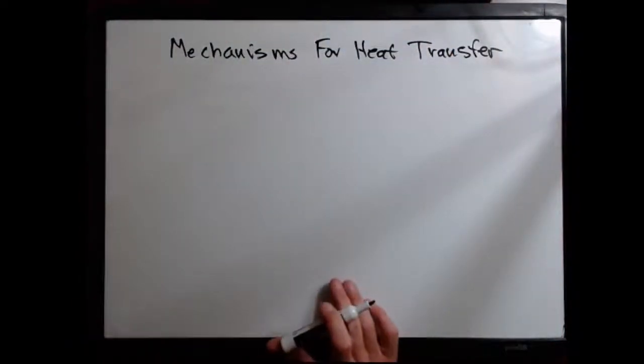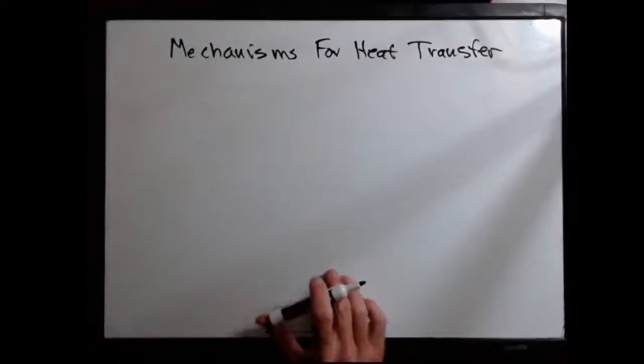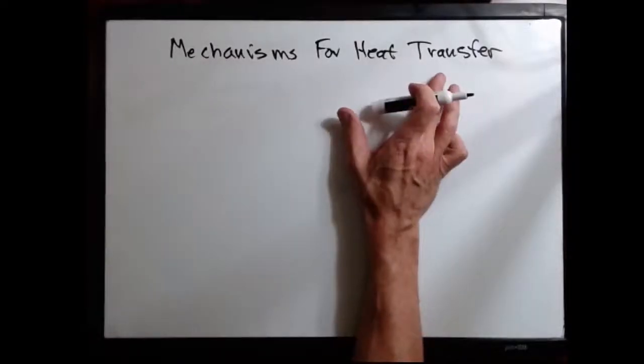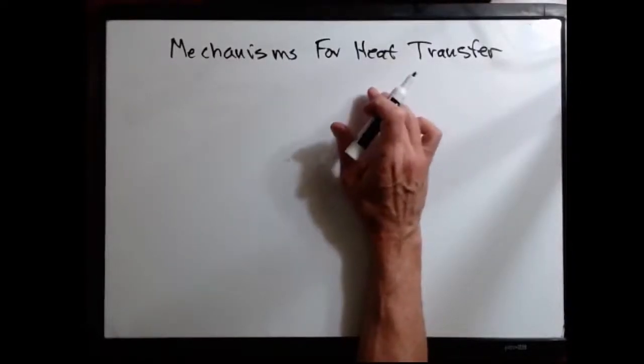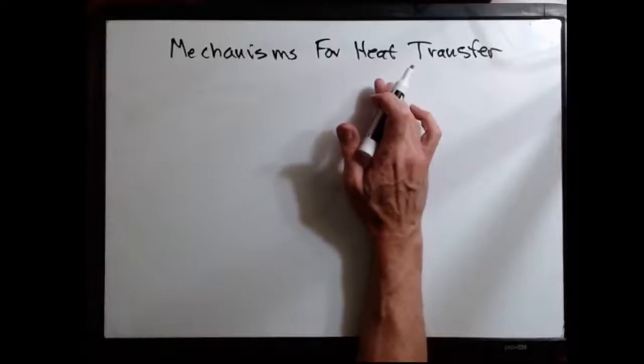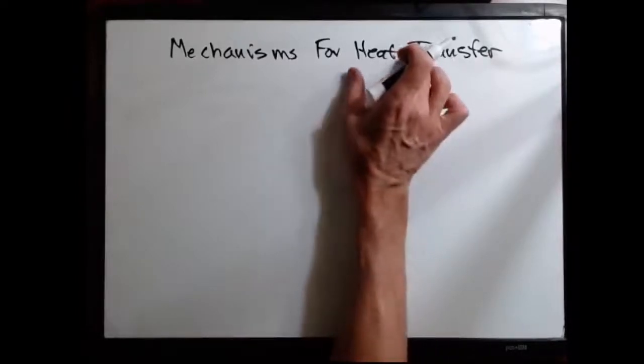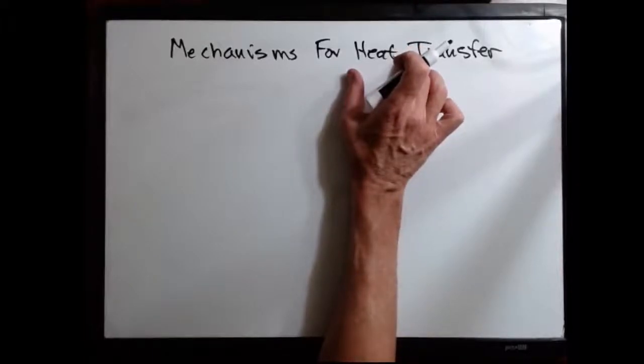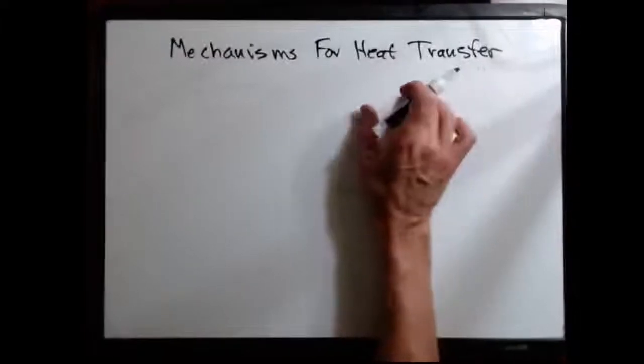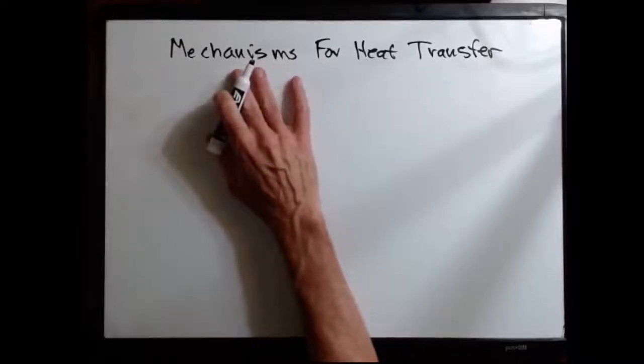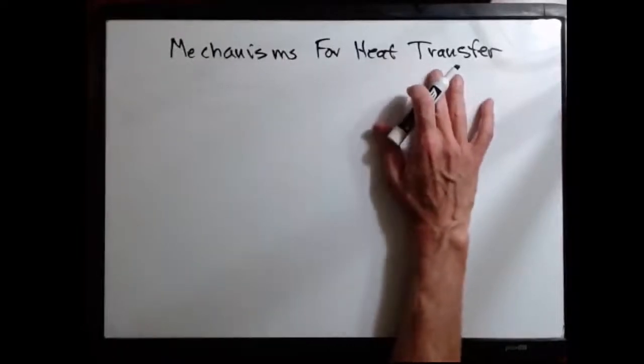So now we're going to talk about mechanisms for heat transfer. And so this is ways that heat can be transferred. Earlier we talked about just amounts of heat that get moved, right? If you want to raise the temperature of something, you have to add a certain amount of heat to it. Heat is transferred from one place to another. But now we're going to look at how it's transferred and the rates.